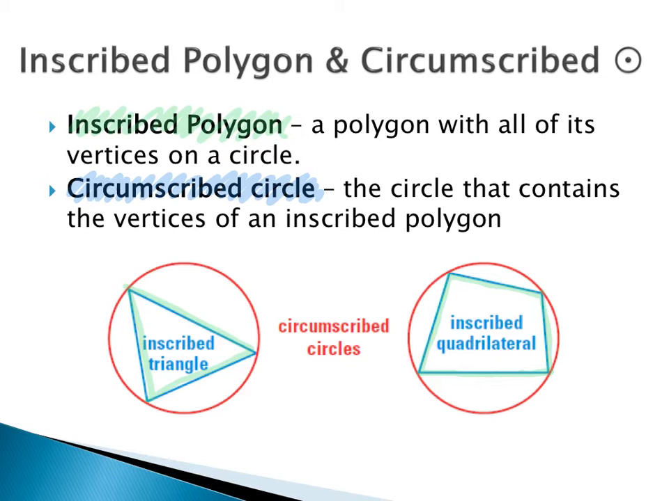The circle is circumscribed about the triangle or the quadrilateral. So if it's inside, it's inscribed. If it's around the outside, it is what, Brennan?